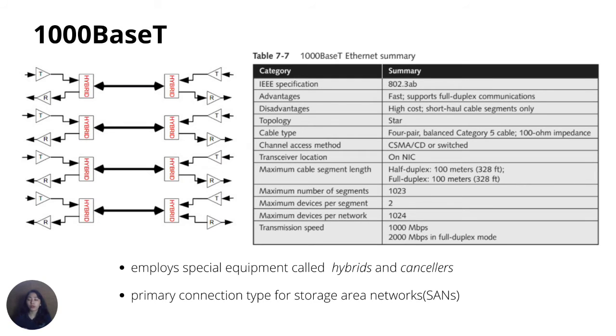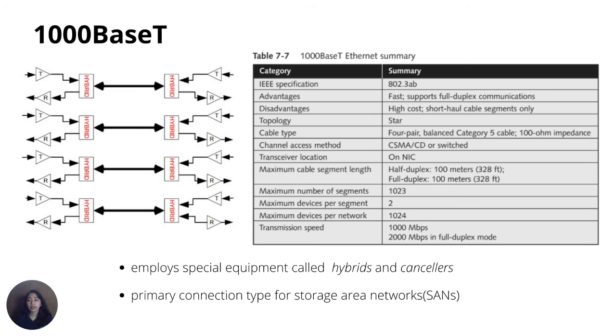1000BASE-T was formally released as IEEE standard 802.3ab in June 1999. It supports Gigabit Ethernet over 100-meter segments of balanced Category 5 copper cabling and requires 4 pairs of wires. 1000BASE-T employs special equipment called hybrids and cancellers to combine multiple signals and to cancel interference to support full duplex transmission over a single pair of wires. If the link is operated in half duplex mode, the speed of the channel is 1000 Mbps, or 250 Mbps times 4 wire pairs.